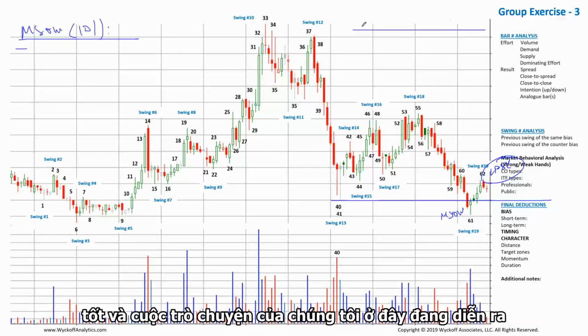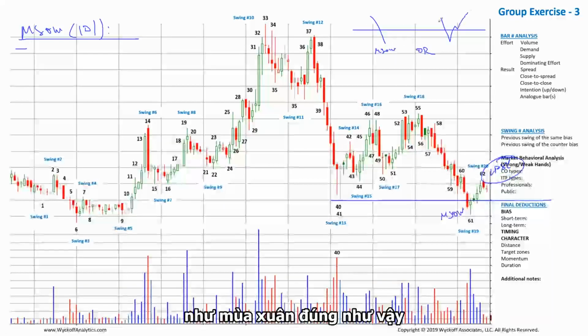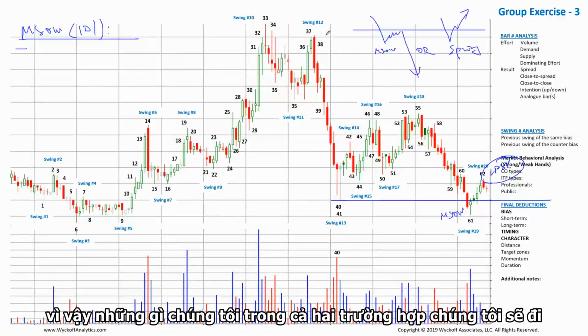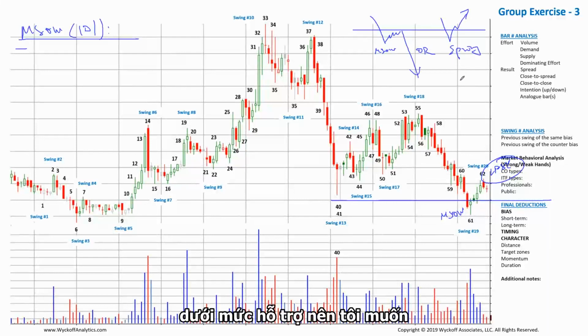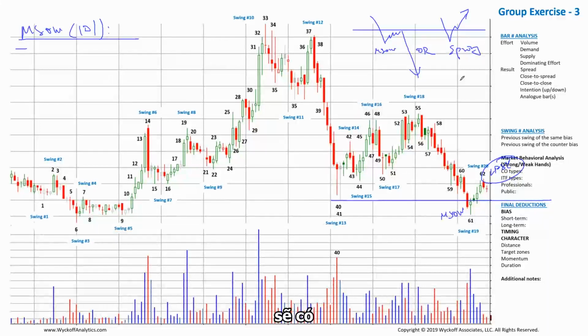Our conversation here is going to be more about this major sign of weakness, as opposed to a spring. So something like this. In both cases we will go below the support level. So I want to establish the level of price commitment that a major sign of weakness will have in comparison to a spring.